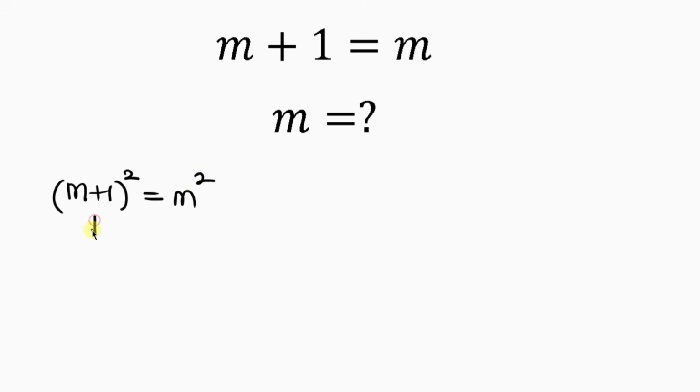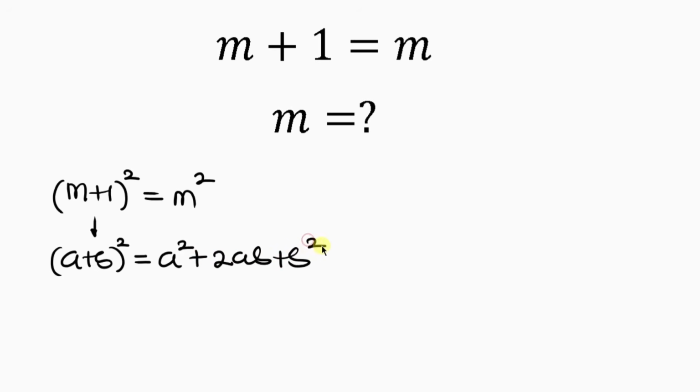Now notice that the left-hand side is of the form a plus b all squared, which when expanded yields a squared plus 2 times a times b plus b squared. Now if you compare, you see that our a is the same as m and our b is the same as 1. So we're going to be expanding this in this form. So this becomes m squared plus 2 times m times 1 plus 1 squared. And this is equal to m squared.